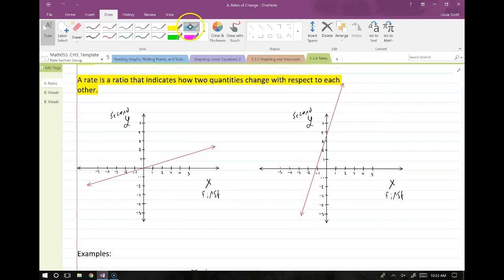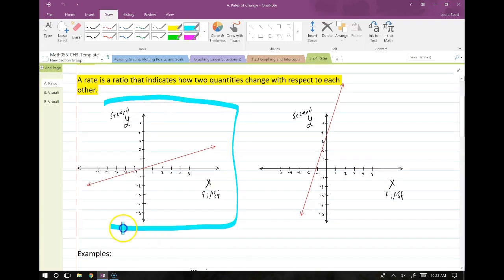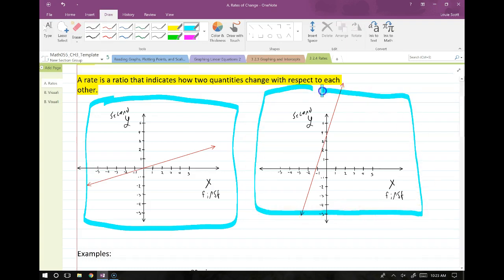So as you can see over here on the left side, the steepness of this line is not very high. So this rate is a little bit lower, right? However, this one on the right side is a very steep line. That means the rate is higher, right? And so these two rates are different by the steepness of their line.